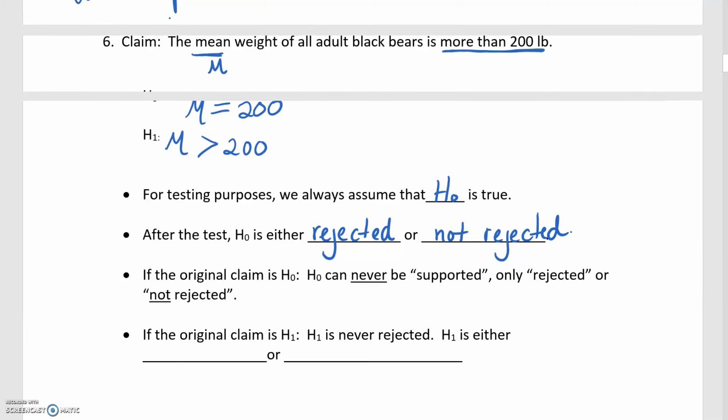So one thing to be aware of, the words are very important here. If the original claim is H0, you can never support it or not support it. You only say reject or not reject. So it's important to look at the problem and know what the actual claim is. Is it H0 or H1? If it's H0, then you'll decide if you reject it or not reject it, and you'll be done. If the original claim is the alternate hypothesis, we don't reject the alternate hypothesis. We either support it or do not support it.